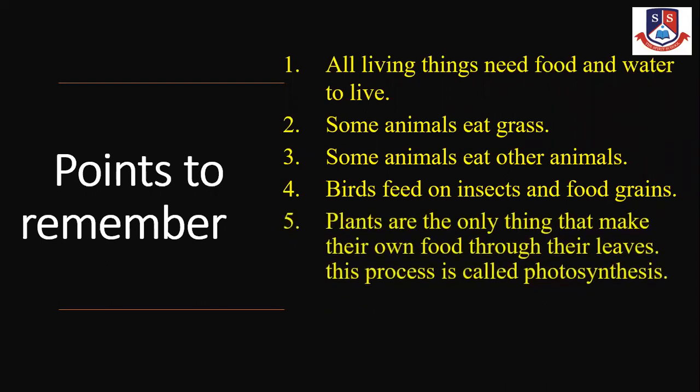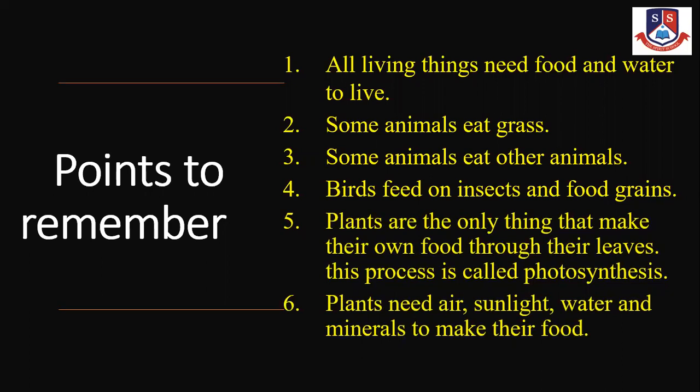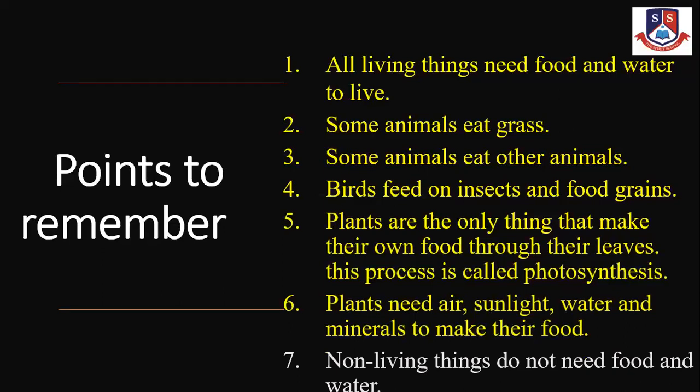Number five, plants are the only things that make their own food through their leaves. This process is called photosynthesis. Number six, plants need air, sunlight, water, and minerals to make their own food. Number seven, non-living things do not need food and water.